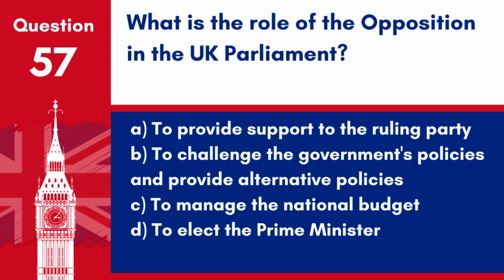Question 57. What is the role of the opposition in the UK Parliament? A. To provide support to the ruling party. B. To challenge the government's policies and provide alternative policies. C. To manage the national budget. D. To elect the Prime Minister.